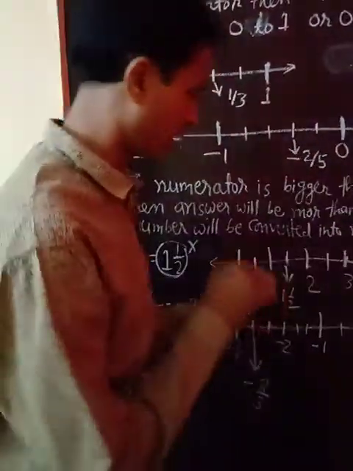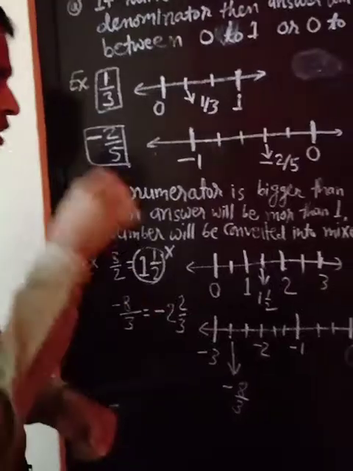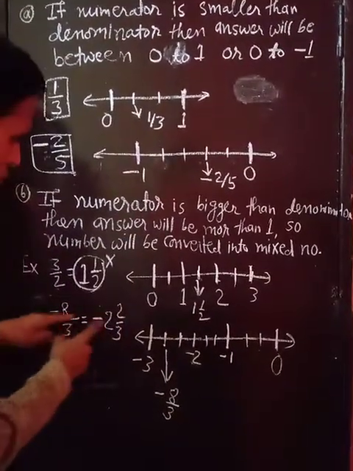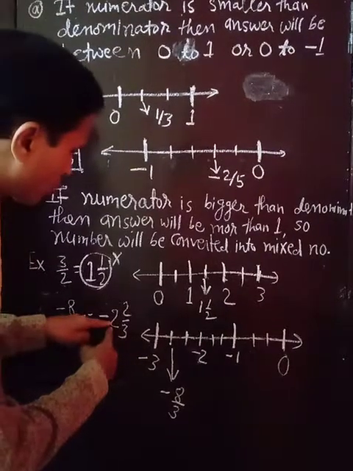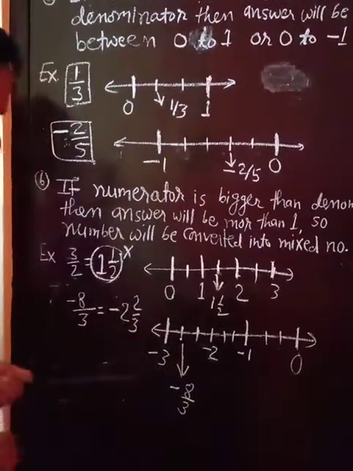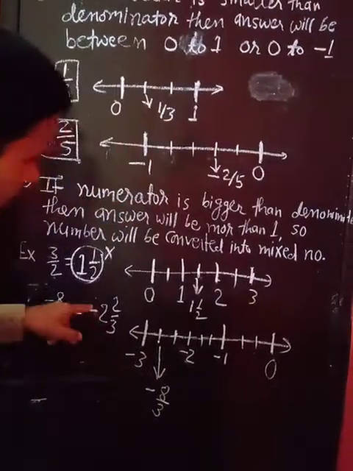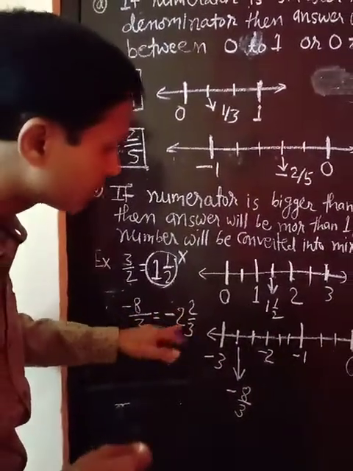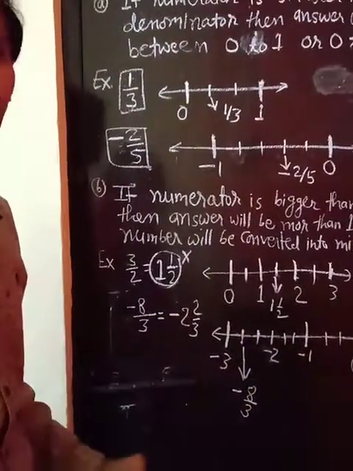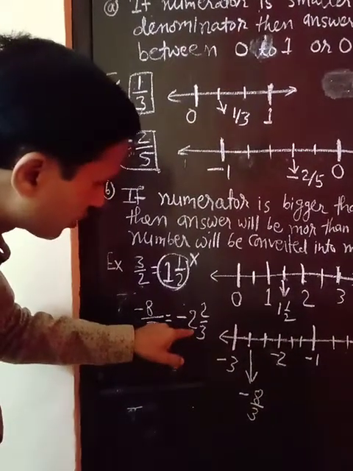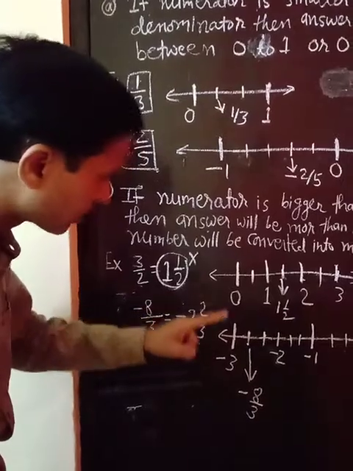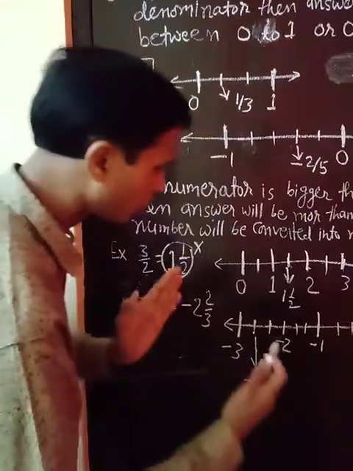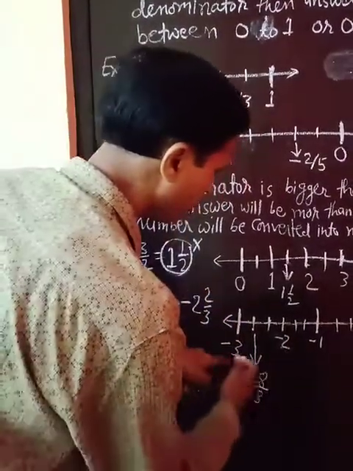Yesterday also I explained this. Now you see another way, today's method. First of all you convert this into a mixed number. So what will be the mixed number? Minus 2 and 2 upon 3. What is the benefit of this method? Here we can judge our answer is between which two whole numbers. We can see here it is after minus 2. So this answer will be between minus 2 and minus 3. So we have to focus only on those numbers, minus 2 and minus 3.